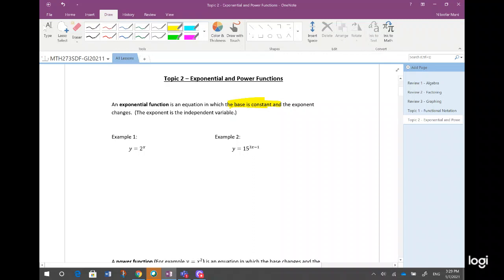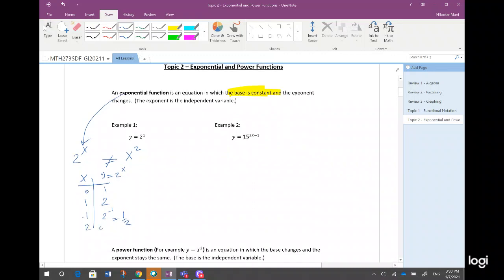Let's compare. For example, here 2 power x is an exponential function, and x squared is a power function, and they are not the same as each other. If I have x equals 0, then 2 power 0 is 1. x equals 1, 2 power 1 is 2. x equals minus 1, 2 power minus 1 is 1 over 2, which is half. If I do 2, it's 4. If I do minus 2, it is 1 over 4.